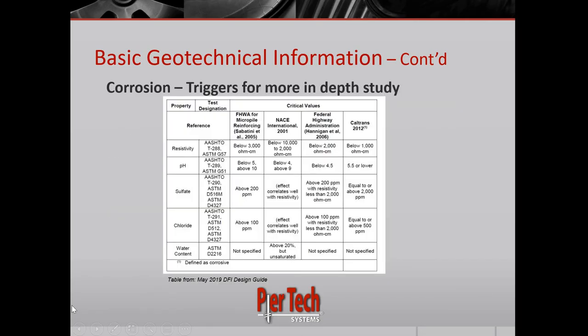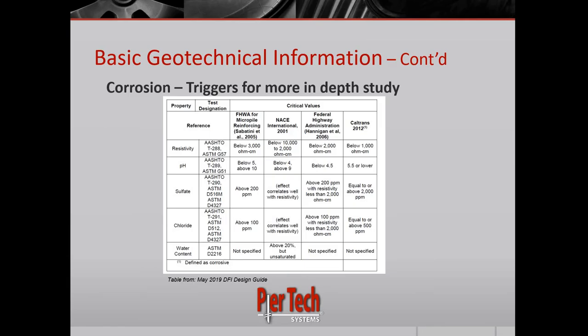So some of the triggers for a more in-depth study would be really low resistivity. And resistivity is measured in the ground by, similar to resistance within a wire, you want to make sure you have a higher resistivity, as that'll lower the corrosion rate. If your resistivity is very low, it speeds up the corrosion rate.